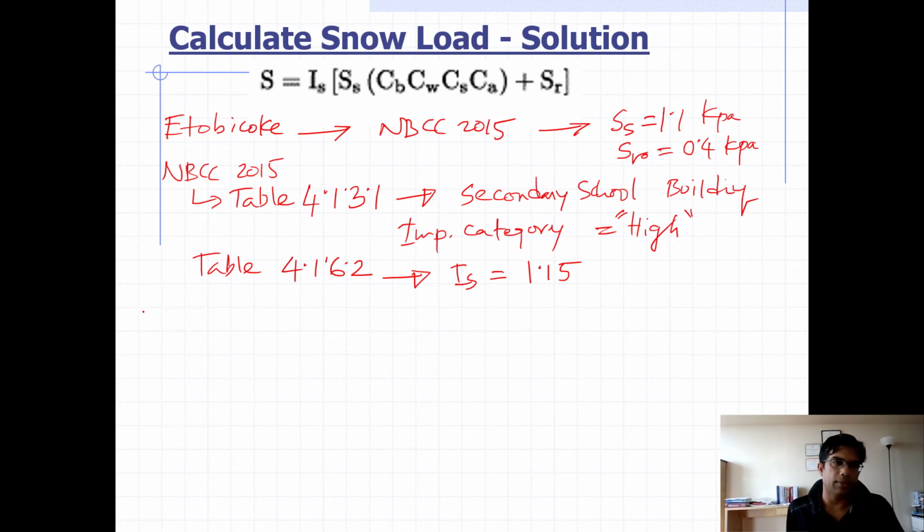The CW value, the wind coefficient, is 1 because nothing is given. Similarly, nothing is given for the shape factor, so you can assume it is a regular shape building. So the shape factor CA equals 1. We are assuming a regular circumstance, so CW equals 1 and the shape factor is 1. We still need to calculate CB and CS.